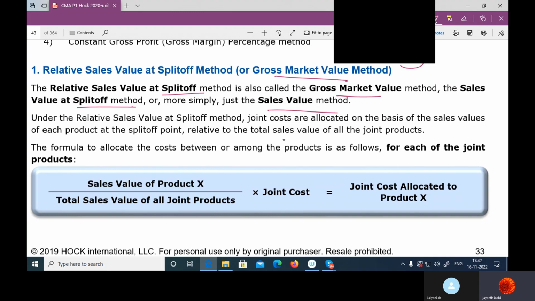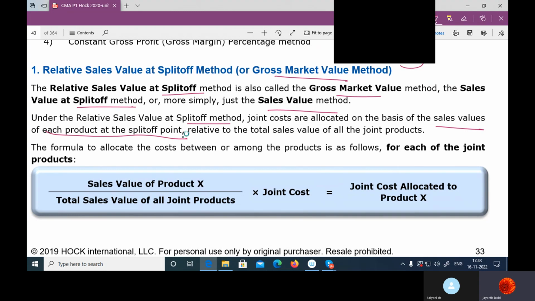At that point, what is the value you can get for that product is what you are looking at. Whatever the two products have come, you are checking the value at which it can be sold in the market. So under relative sales value at split off method, joint costs are allocated on the basis of sales value of each product at split off point. That means the point at which the two products got produced.